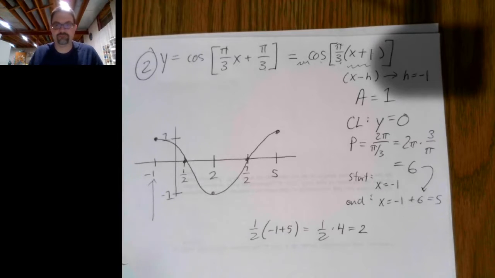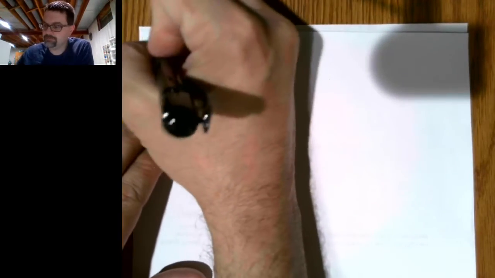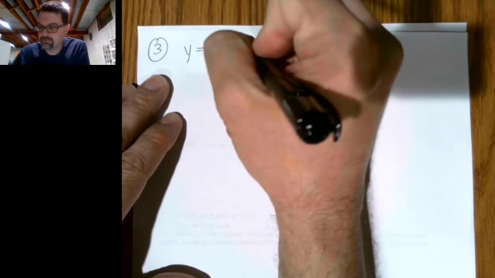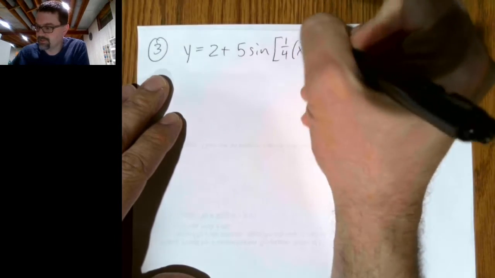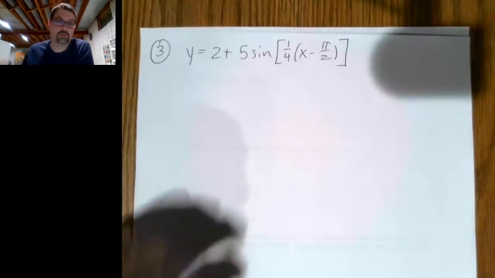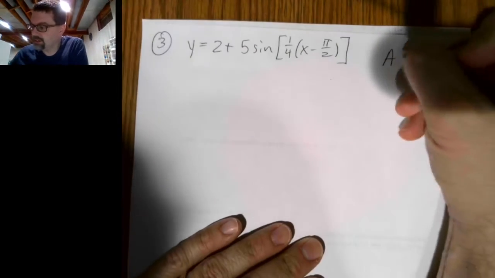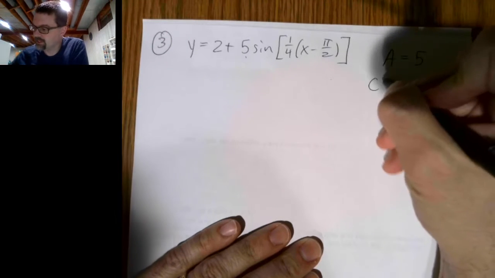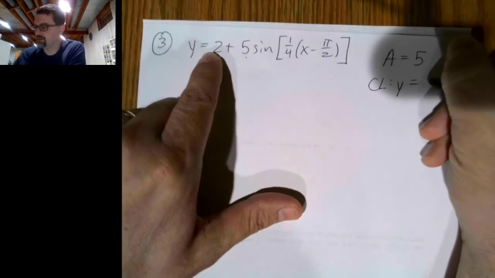Number 3 and 4. Here we start getting everything in the mix. So number 3, y equals 2 plus 5 sine (1/4 x minus pi over 2). There we go. Alright, so here it goes. Amplitude, sitting right there at 5. Center line, well, we got a 2 added on there.